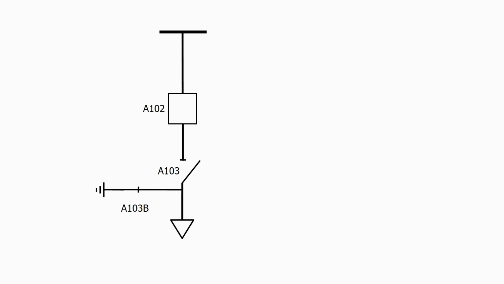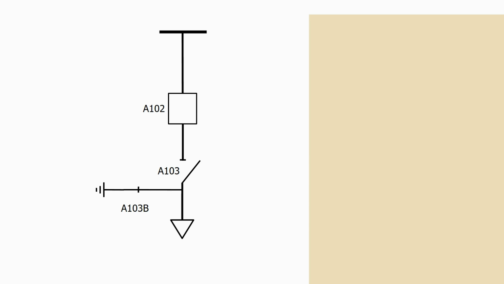As we've said, interlocking is a set of rules that we apply to make sure that the different types of equipment are operated safely. Based on our knowledge of how the different types of equipment can be operated, let's apply these rules to our feeder circuit. At the moment, the circuit breaker and the isolator are open and the ground switch A103B is closed, so the circuit is probably under maintenance.